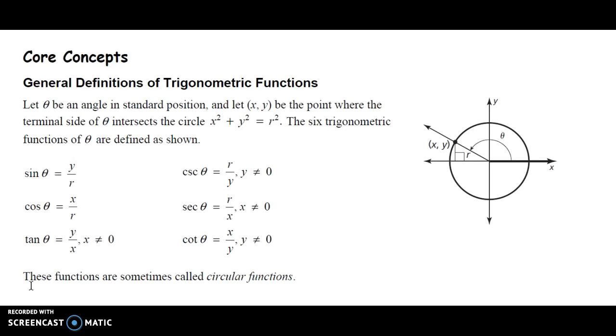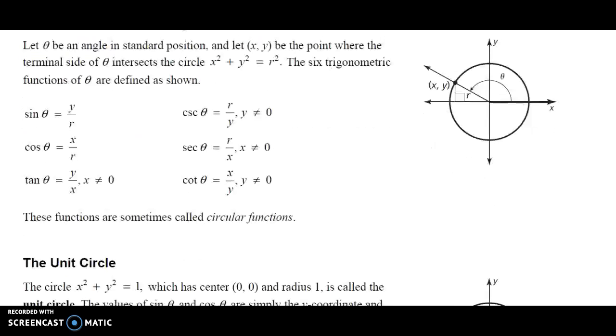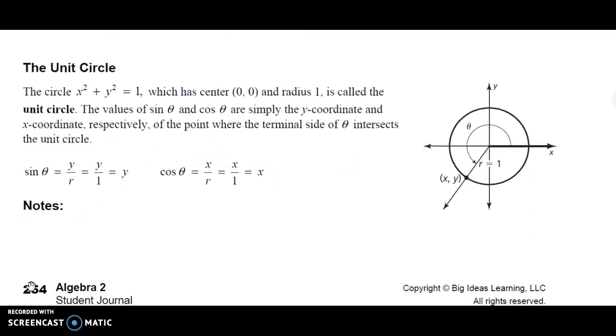For example, sine is the ratio of y over r. Then in class we talked about the unit circle. We discovered the unit circle. The unit circle is when the radius is just simply 1. So sine is just the y. Cosine is the x. Tangent is still y over x, and the reciprocals are now 1 over y and 1 over x instead of r over y and r over x.